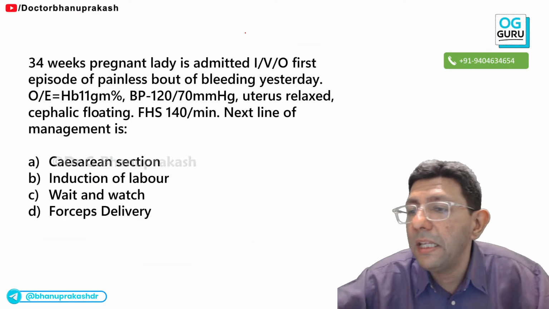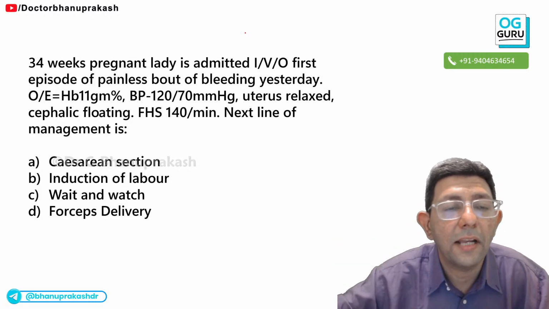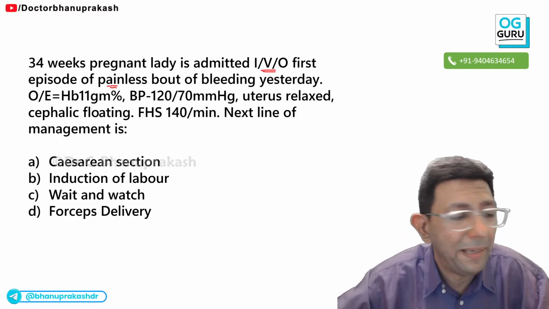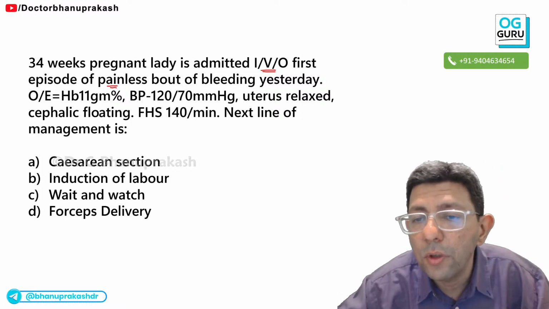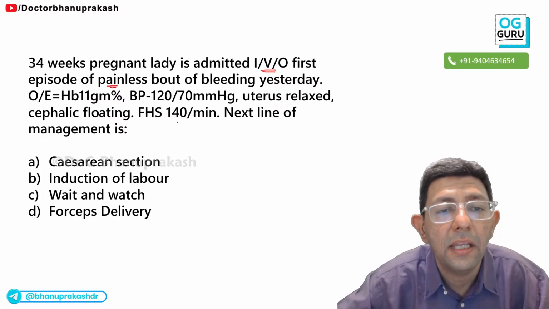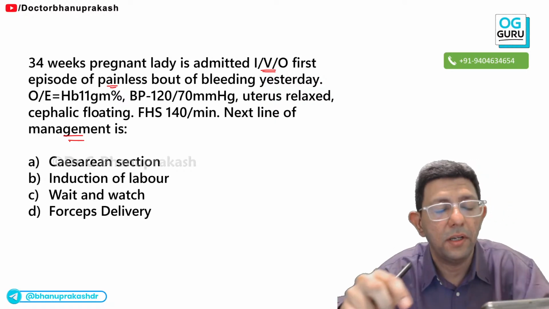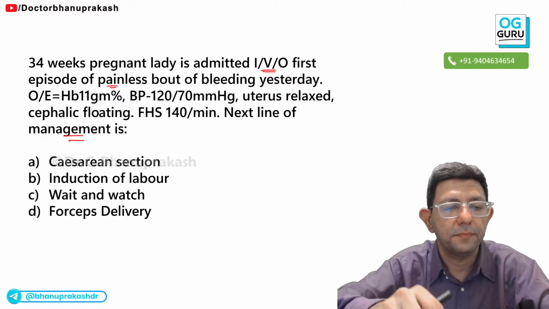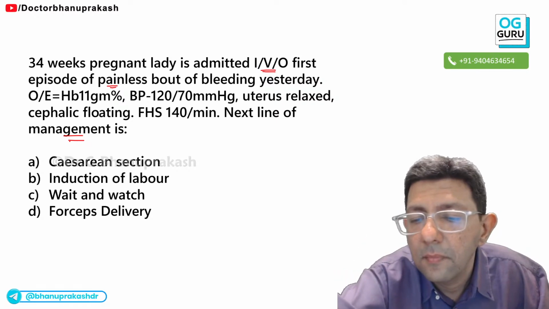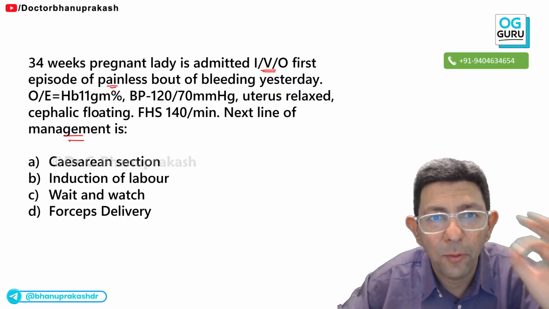Moving on to the next very important MCQ, all of you please tell me, what is the diagnosis over here? A 34 weeks pregnant lady admitted in view of first episode of painless bleeding, BP is okay, pulse is okay, hemoglobin okay, uterus relaxed, head floating, fetal heart rate normal. What is the next line of management? I want all of you to give the diagnosis first. What's the diagnosis? Wait and watch, placenta. Okay, so diagnosis, yes.